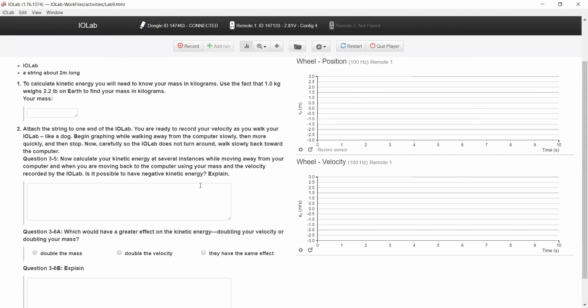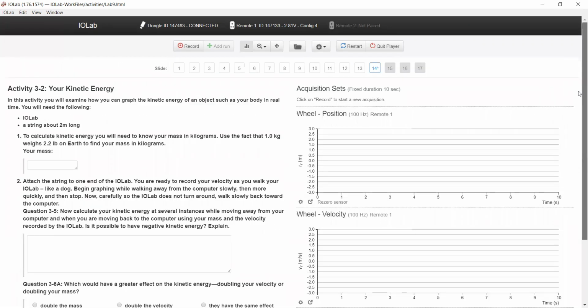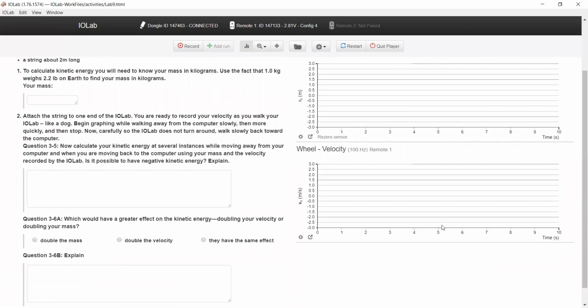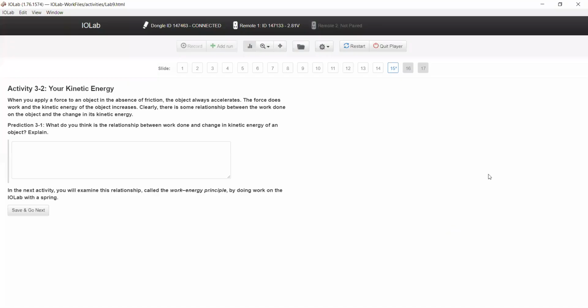And kinetic energy cannot be negative. Why? Mass will not be a negative thing, and velocity is in the equation as v squared, so it's always going to be a positive value. Is it possible to have a negative answer? You may go ahead and do the experiment. As I've said, click on save and go next.